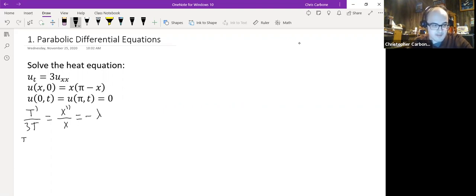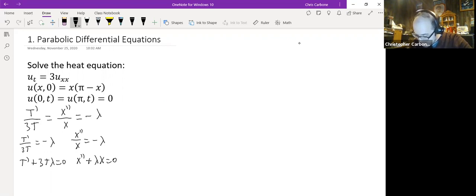Based on the t variable, this is t prime over 3t is equal to negative lambda. We can multiply by 3t and add over lambda to get t prime plus 3t lambda is equal to 0. And then the same thing with x double prime over x is equal to negative lambda. Adding lambda, multiplying by x, we get x double prime plus lambda x is equal to 0.